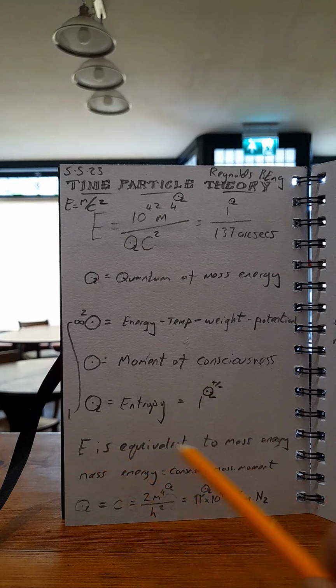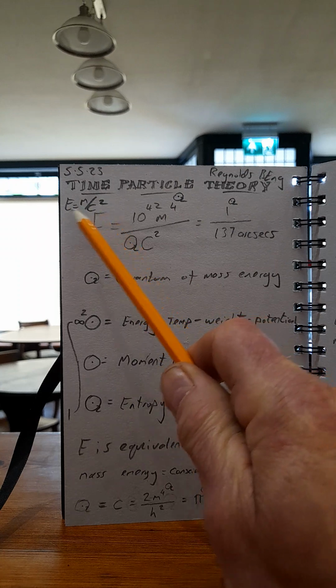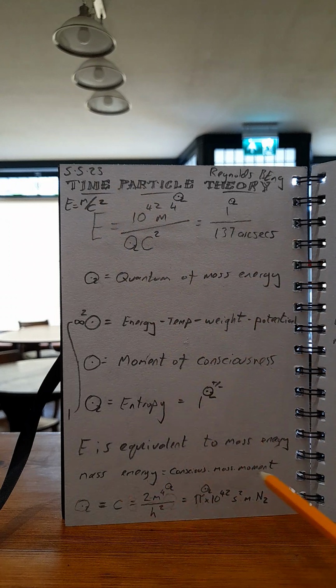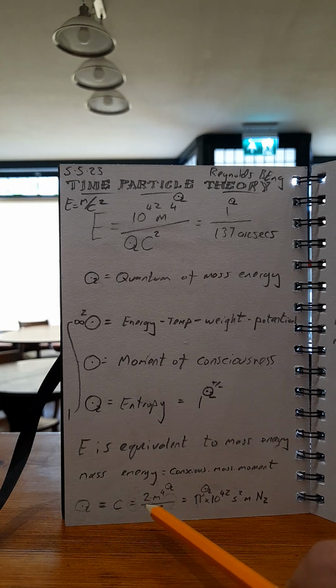So the E is equivalent to mass energy now. Yeah? We could move the c square over there and say the energy of c squared equals mass energy. Mass energy equals the conscious mass moment. And so I've just split that up down here with the correct units. So you can see the units of the energy now down the bottom. And that's quantum energy equals c, meters per second. Should have written that there.